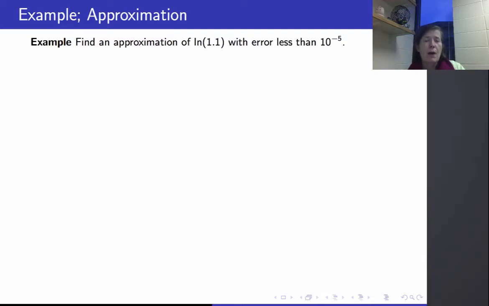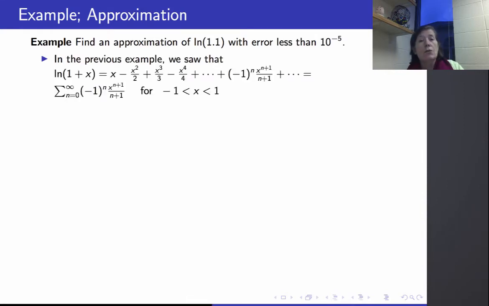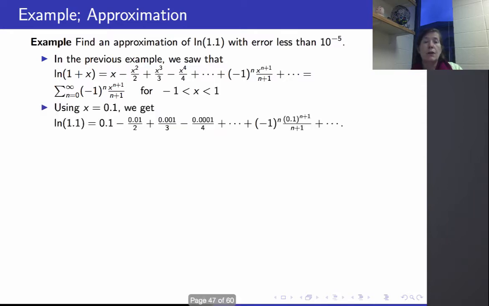Well, let's use power series to find an approximation of the natural log of 1.1, and let's try to find such an approximation with an error less than 10 to the minus 5. So we saw in the previous example that the natural log of 1 plus x for values of x between minus 1 and 1 is the sum from 0 to infinity of (minus 1) to the n x to the n plus 1 over n plus 1.